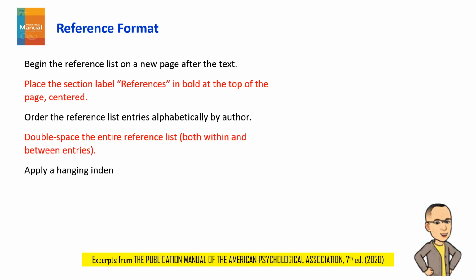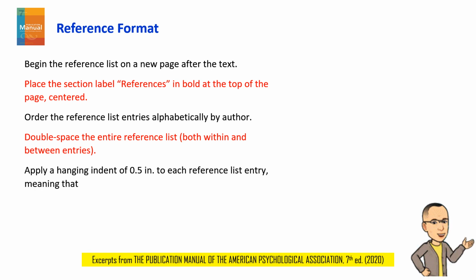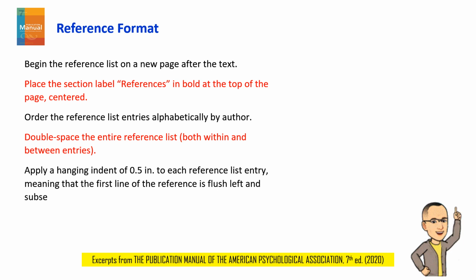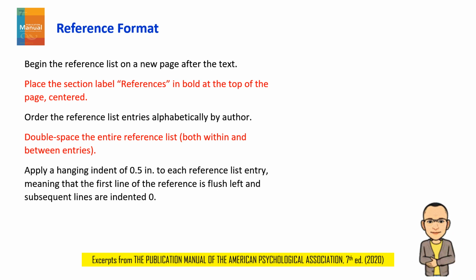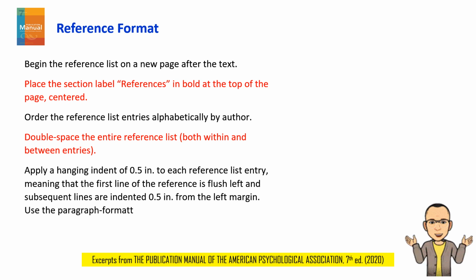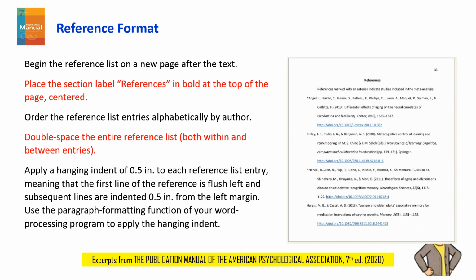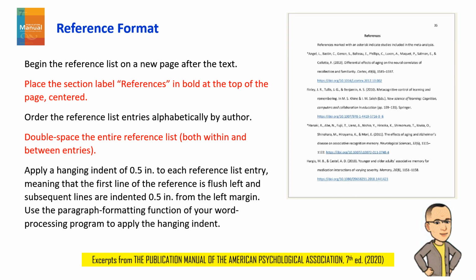Apply a hanging indent of 0.5 inch to each reference list entry, meaning that the first line of the reference is flush left and subsequent lines are indented 0.5 inch from the left margin. Use the paragraph formatting function of your word processing program to apply the hanging indent. Here is a sample first page of the reference section from the APA manual. Note the page is a continuation of the last page of the manuscript's content.